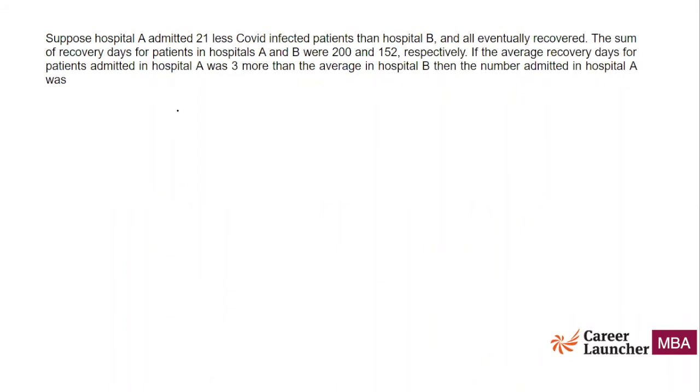Suppose hospital A admitted 21 less COVID infected patients than hospital B, and all eventually recovered. Okay, so we're talking about hospital A and we're talking about hospital B. So how many patients do we have? So let's say B had a total of n number of patients. Then A had 21 less patients. Next is the sum of, so this is about number of patients. Next is sum of recovery days for patients in hospital A and B were 200 and 152 respectively.